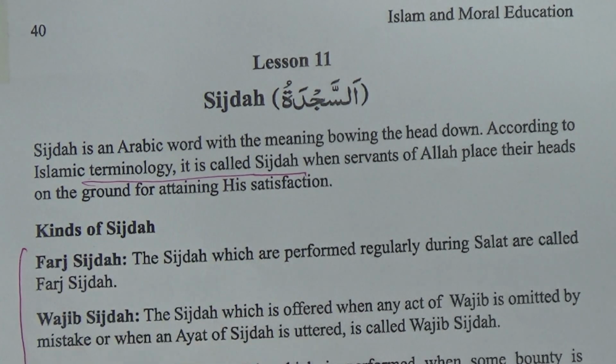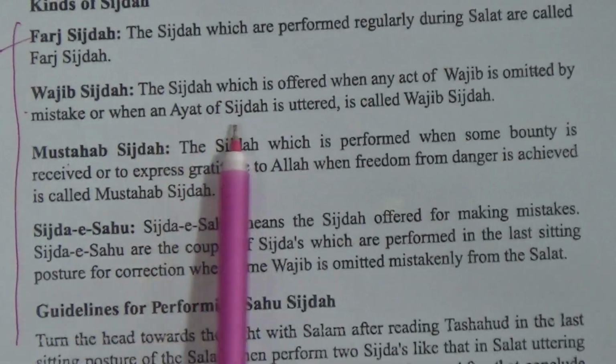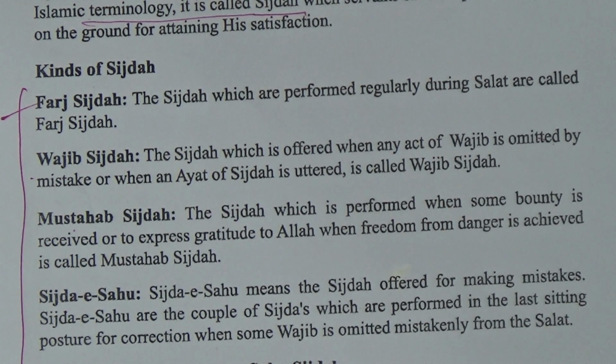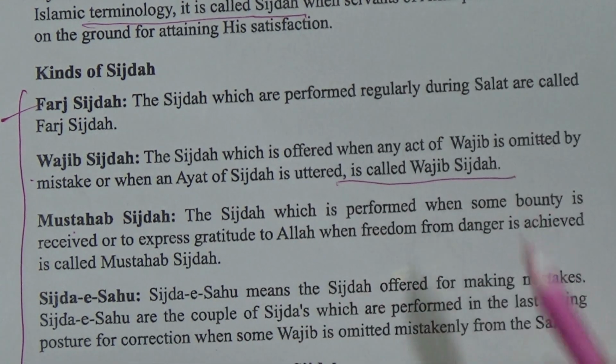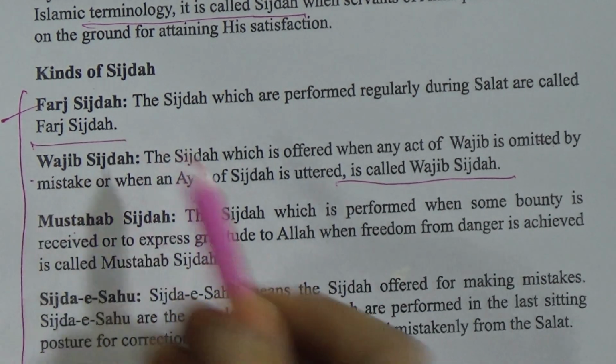There are 4 kinds of sijda. First, wajib sijda, mustahab sijda, and sijda sahwi, which is performed in the regular salat. Wajib sijda means if any wajib is omitted from your salat, then you have to give a sijda. Also, uttering or reciting any ayat of sijda, then we have to do sijda. This is called wajib sijda. This is the sijda definition.